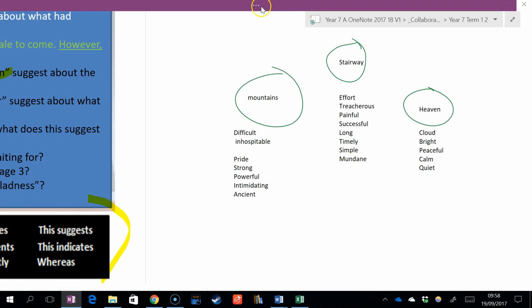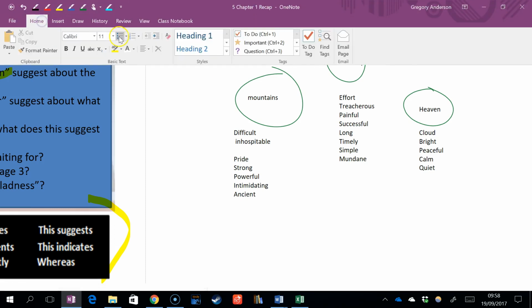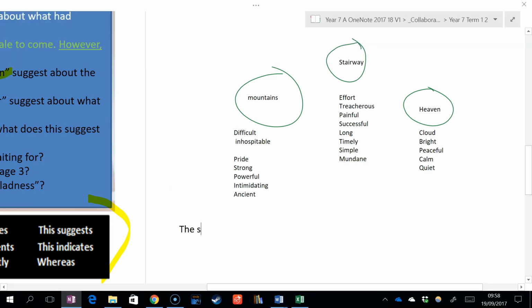Write this down. I might actually make this a bit bigger for you now. Size 16. The simile suggests, guys, write this down, please, this first part. Yep, turn over the page or on the other side over there. It's fine. Just use your judgment, I'm happy. The simile suggests what about the mountains?